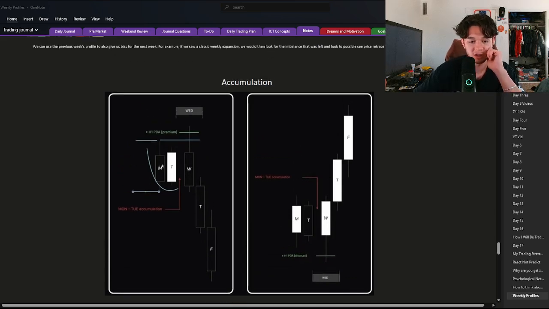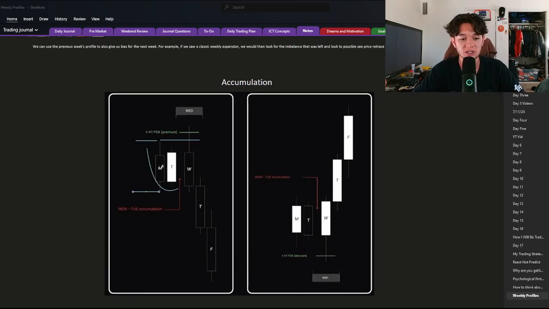This is pretty much when you see accumulation, when you see price ranging, you need to see that manipulation. If we're bearish, we've got to take the high and then change the state of delivery. We've got to see that high taken. If we don't see that high being taken, we're not looking to take a trade.